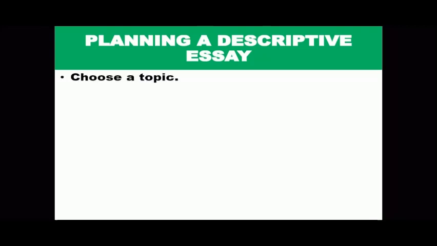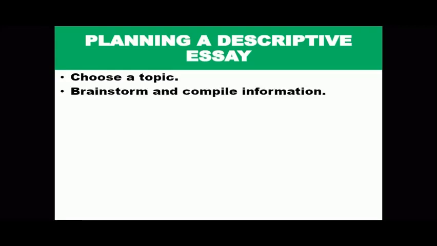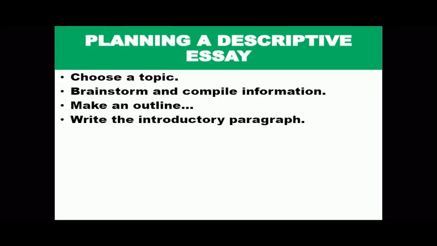Now, planning a descriptive essay. The first thing you do is to choose a topic, because every essay begins with a topic. And then you brainstorm and compile information. What does it mean to brainstorm? It simply means to think about the topic, and as you focus your mind on the topic, then you generate ideas in your mind. Some pieces of information concerning that topic will come into your mind, and then you take some steps to jot them down, and then use these pieces of idea to make an outline.